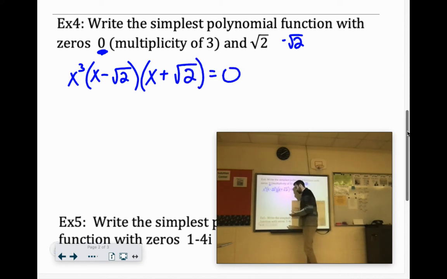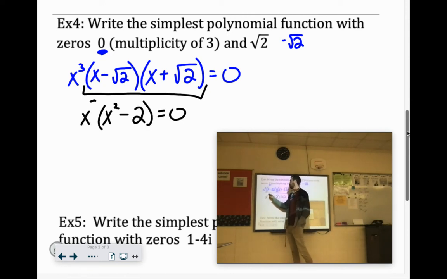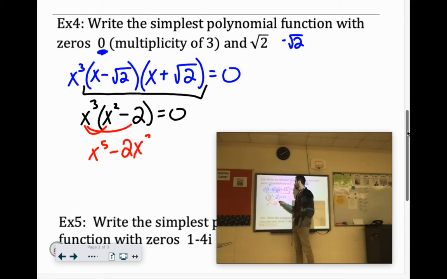Great. I see a difference of squares. That's going to be the easiest thing to mess with first. Square the first term. X times x is x squared. Put a minus. And square the last term. The square root of 2 times the square root of 2 is just regular 2. So, last thing we have to do is distribute. X to the third times x squared would be x to the fifth. X to the third times negative 2 would be negative 2 x to the third.